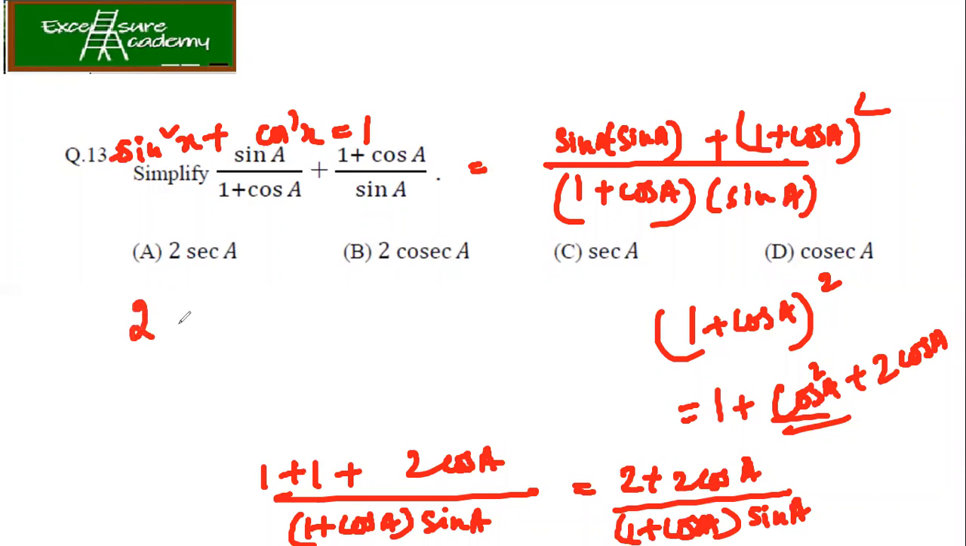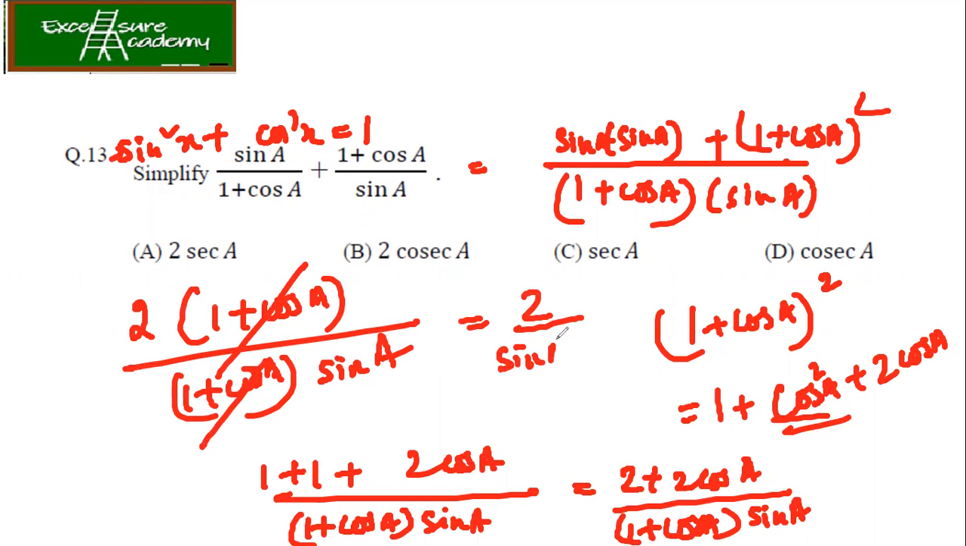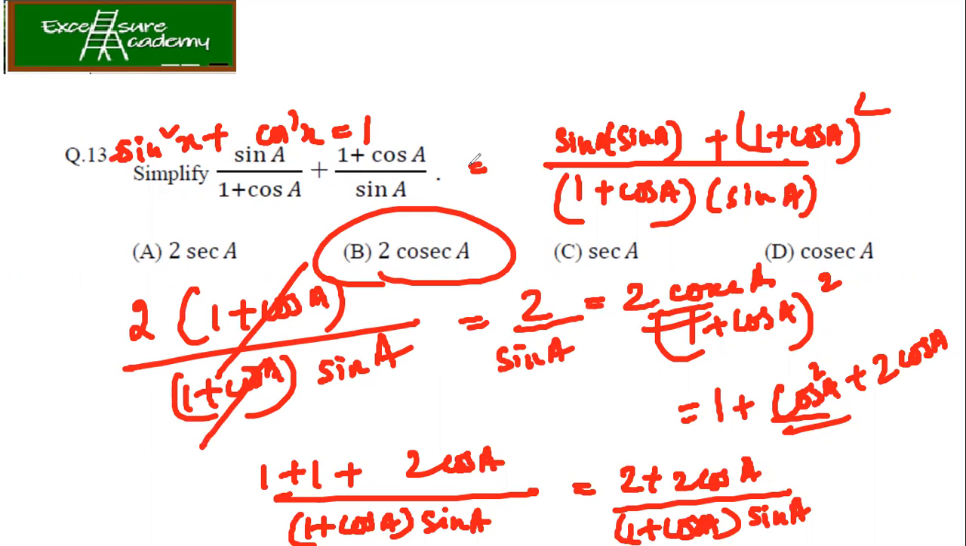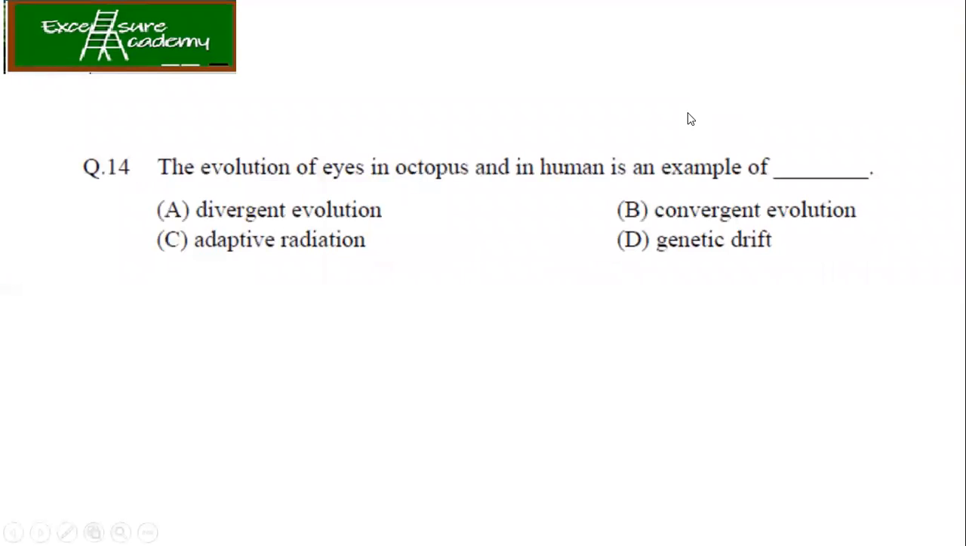So now this can be written as take 2 common. 1 plus cos A by (1 plus cos A) sine A. Simple, cancel, cancel. What you get is 2 by sine A. And 2 by sine A can be written as 2 cosec A. So your answer is B. So I think this was useful and easy also to solve, right? So let's move on to the next question.